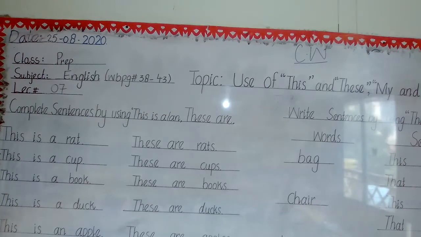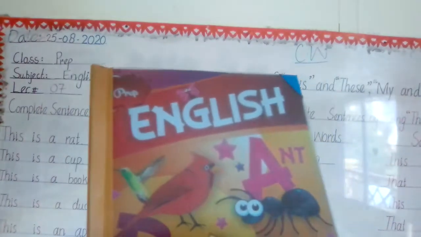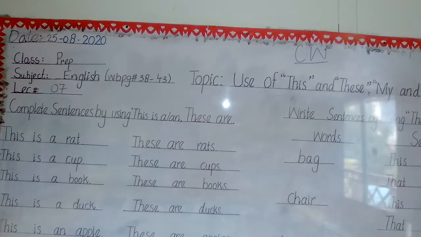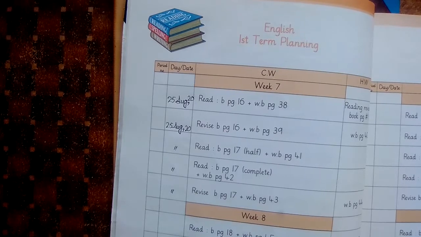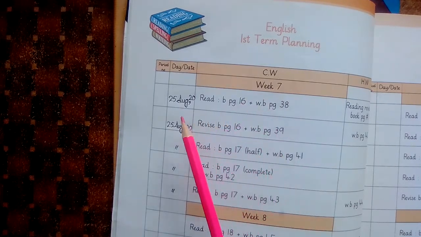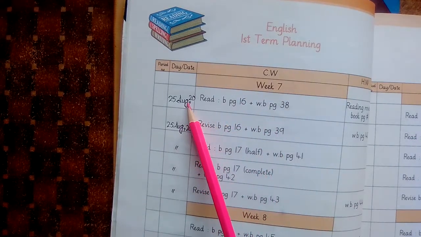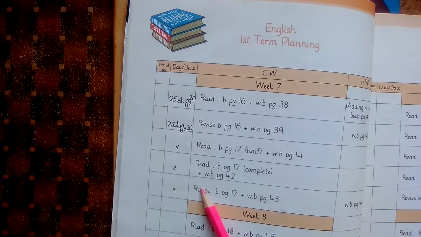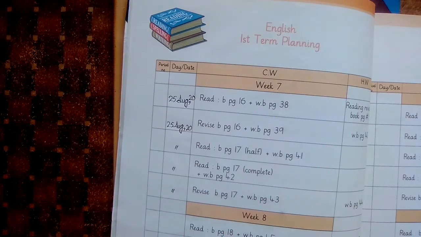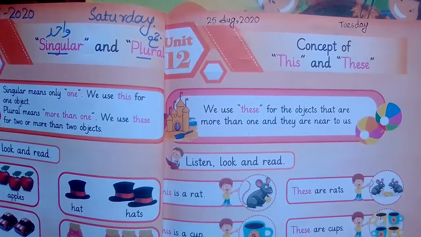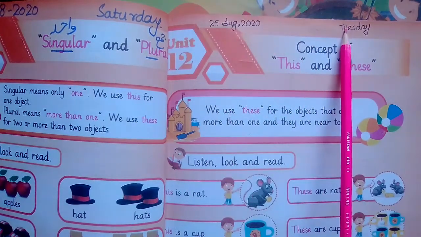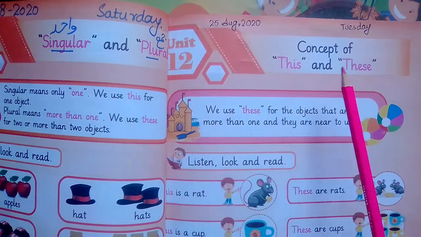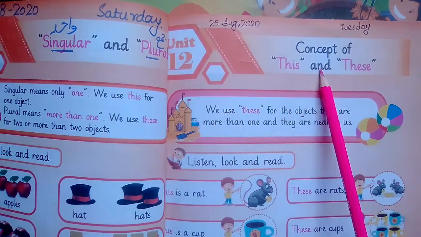Today I am going to teach you English of prep class for lecture number 7. First of all, you have to move to English planner on English workbook page number 11, week 7. You have to mention date and day from first block to last block of week 7. Now open English reading book page number 16. First of all, mention date and day on top of page. Unit 12. Our topic is concept of this and these.